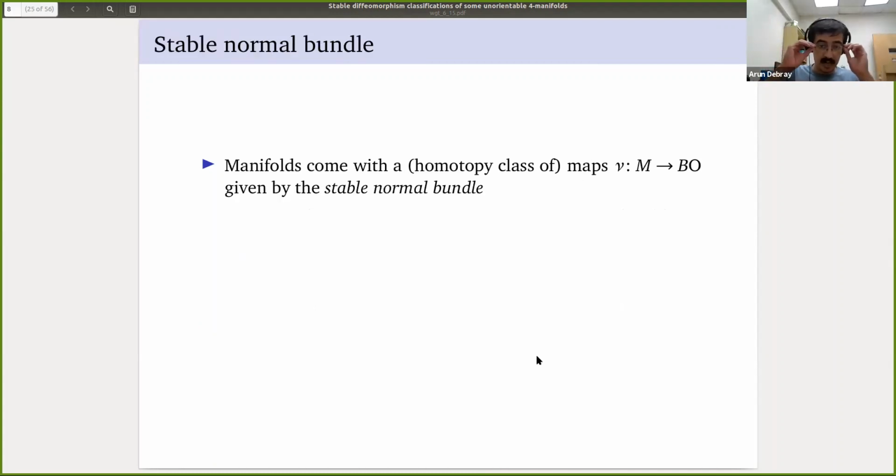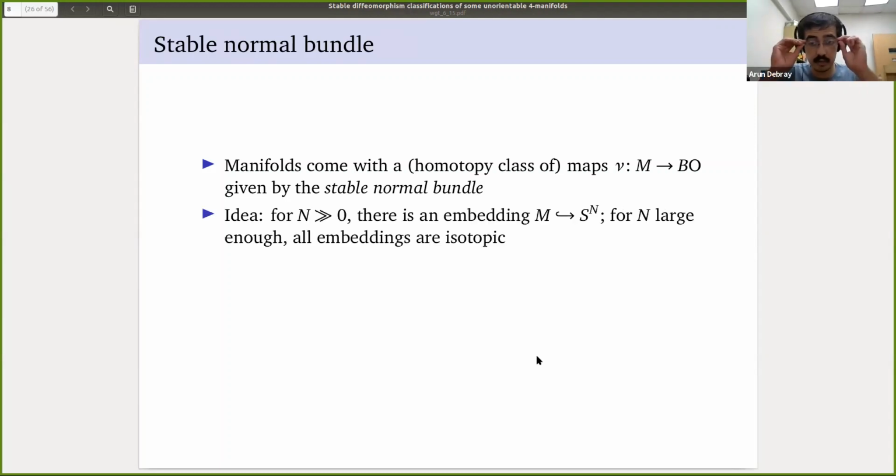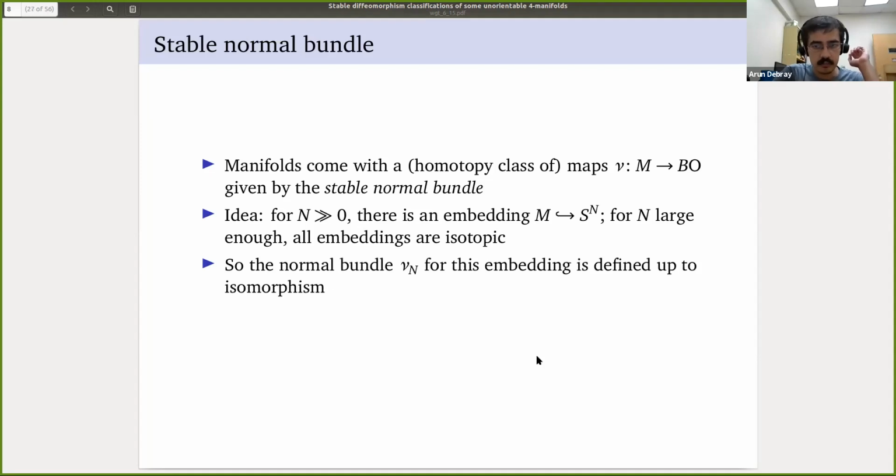So the tangent bundle on a manifold canonically gives us a map to BO, but we're going to care about another one called the stable normal bundle. The idea is that Whitney and Wu proved that the isotopy class of an embedding inside a very high dimensional sphere is unique. So Whitney gets us into S^n, and then Wu says, puff up n by another couple, like maybe 2, and then there are no isotopy classes. Knots are all unknotted. And so the normal bundle for this embedding is defined up to isomorphism.